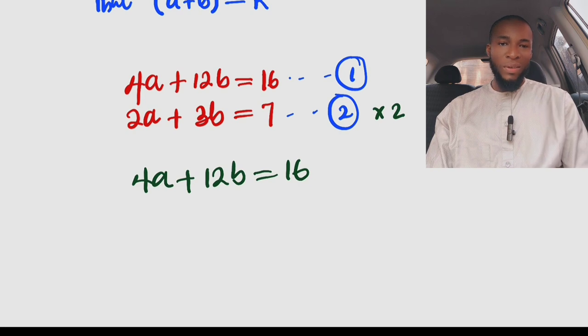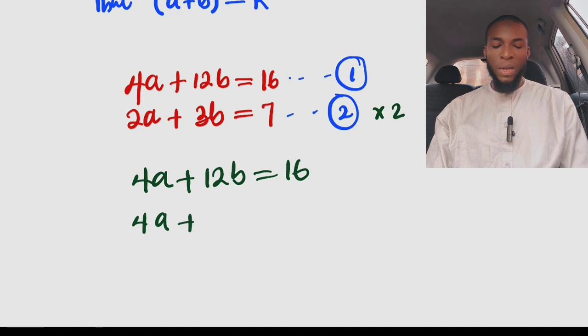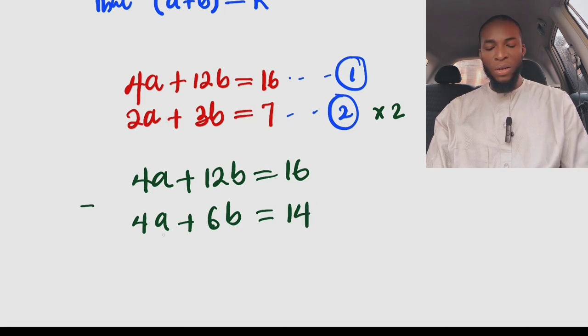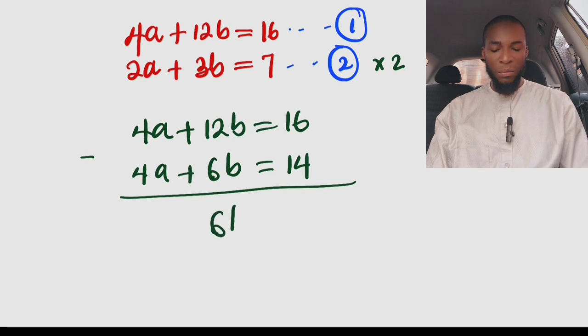But all other terms in the second equation will change, because 2a times 2 will give us 4a, plus 3b times 2 will give us 6b, and this is equal to 7 multiplied by 2, which is 14. So I would like to subtract this equation from the other one. 4a minus 4a will give us 0. 12b minus 6b will give us 6b, and this is equal to 16 minus 14, which is 2.